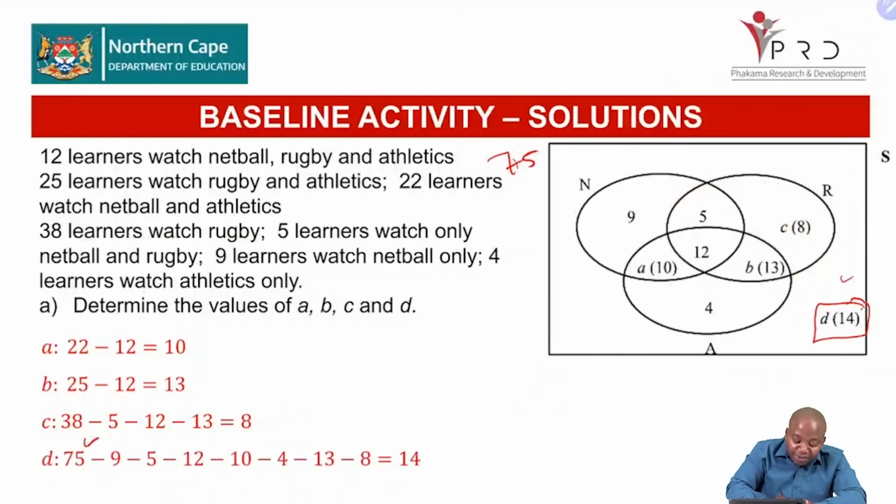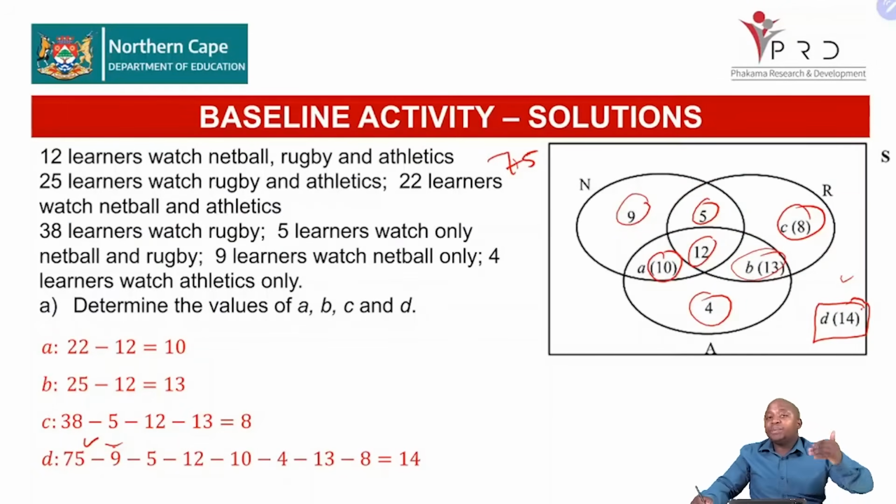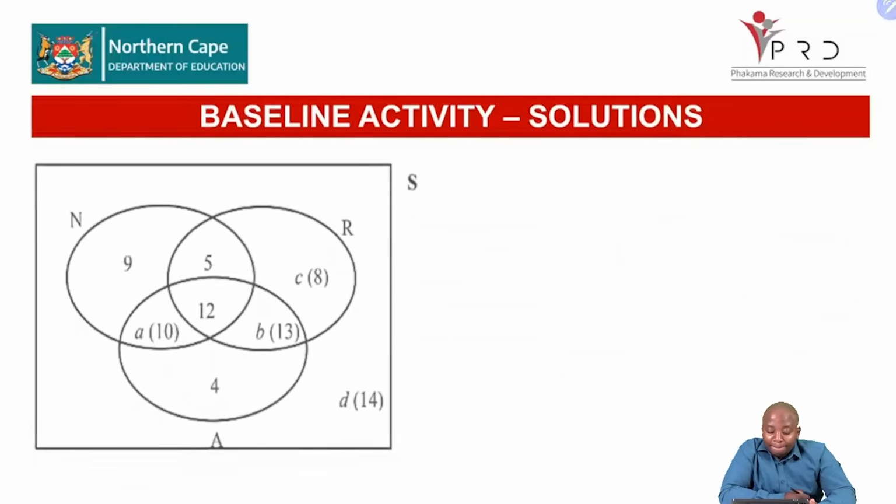So we are going to take 75, subtract the 9, subtract the 5, subtract the 12, subtract the 10, subtract the 4, subtract the 13, and subtract the 8. So we are taking the total and subtracting all of the events, and the remainder will be those that are not watching any of the sports. Then our D will become 14. So 14 learners are not watching any of our sports.